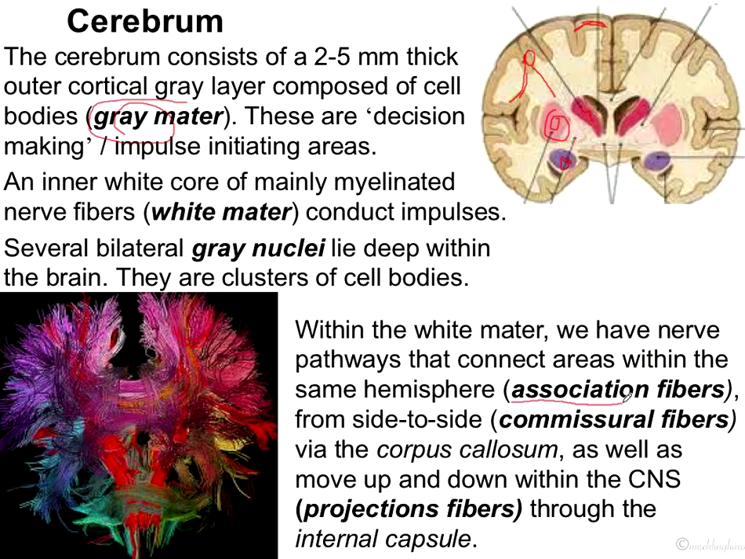And then we got some fibers that move from side to side. They move across, they go right here. You can see those here, they go across. And that structure right here is known as the corpus callosum. So we call those commissural fibers. And then we got some fibers that move up and down. Well, actually up and down in the CNS. So they go up and down here in the brain. And we know those are projection fibers.